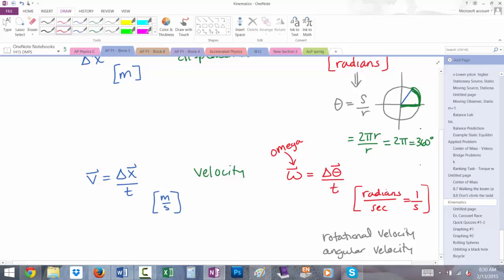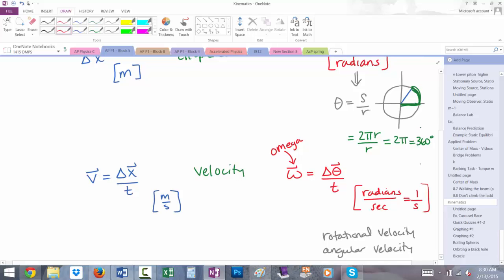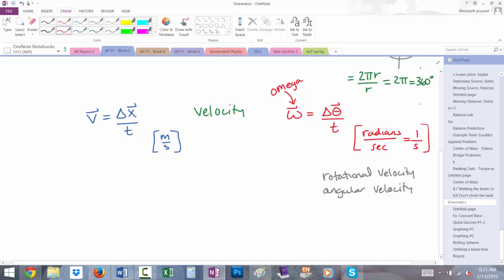And we've seen 1 over seconds before. 1 over seconds are just what? Hertz. Hertz is a measure of frequency, right? Does that sound familiar? Yeah, we talked about that like 150 years ago. Oh, wait, like last week when we struck the tuning fork, right? 256 hertz. It's the same thing. This all fits together. So sometimes instead of calling it rotational velocity or angular velocity, sometimes they'll call this angular frequency.